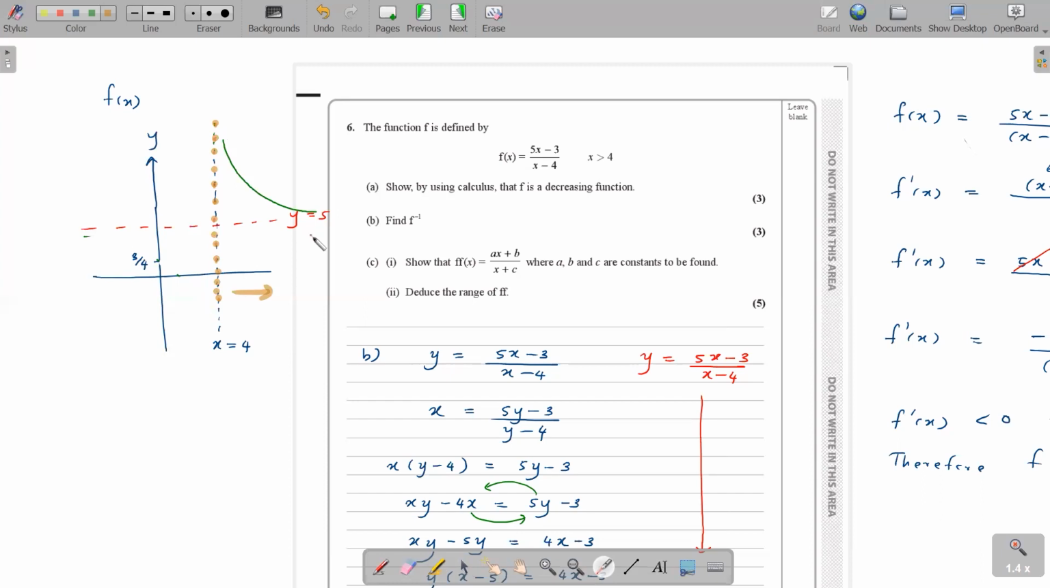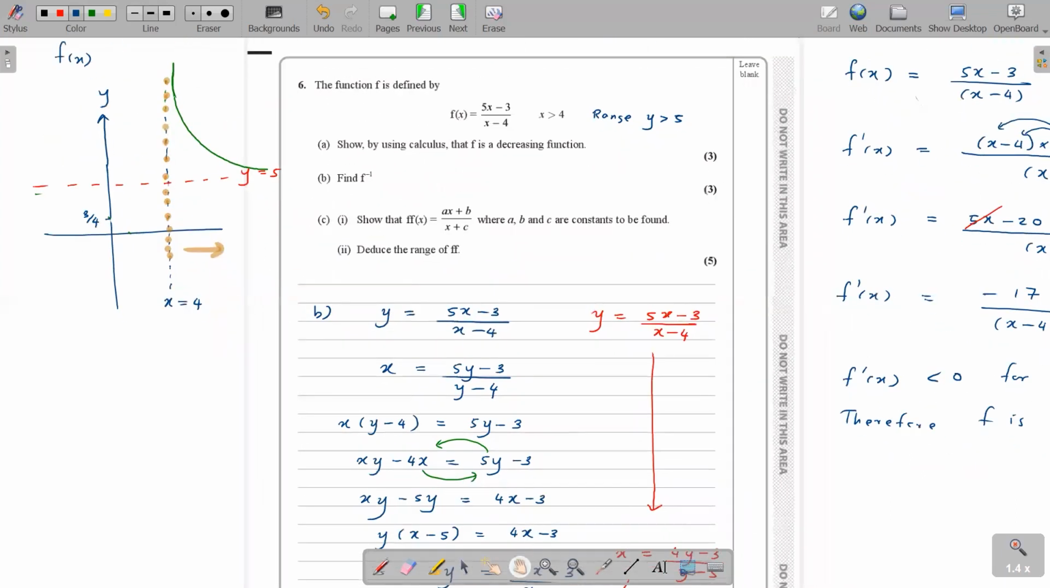Where are your y values varying from? Your y values are greater than 5, because this is an asymptote. This value, this will go up, right? This keeps going up. So for this domain, the range is y greater than 5. Are you with me? For the domain x greater than 4, the range is y greater than 5. Now we have found f inverse.